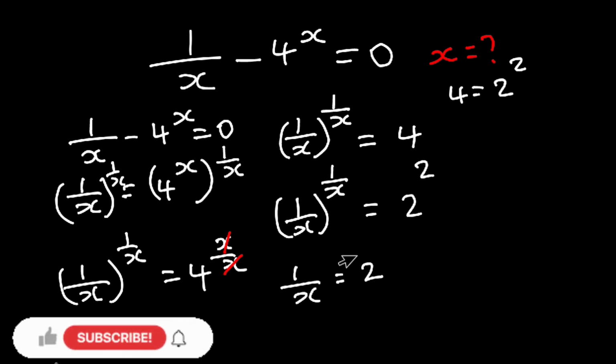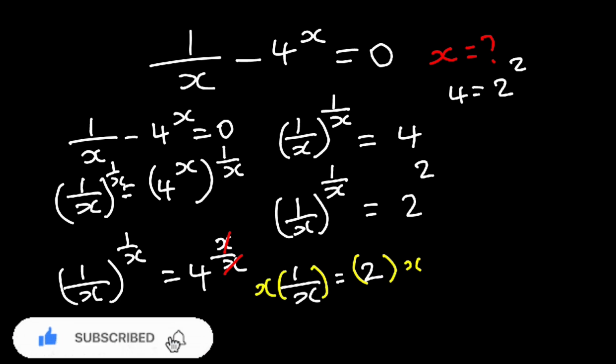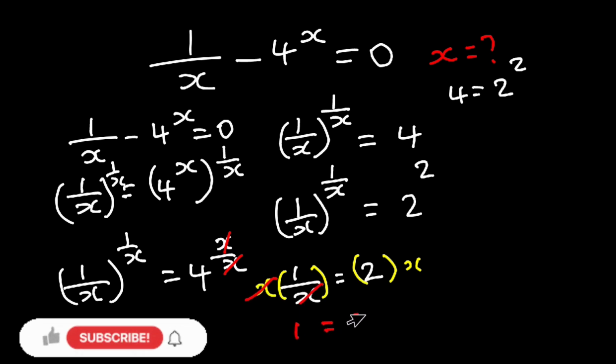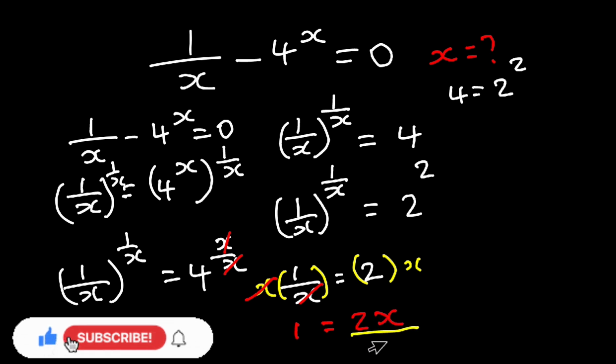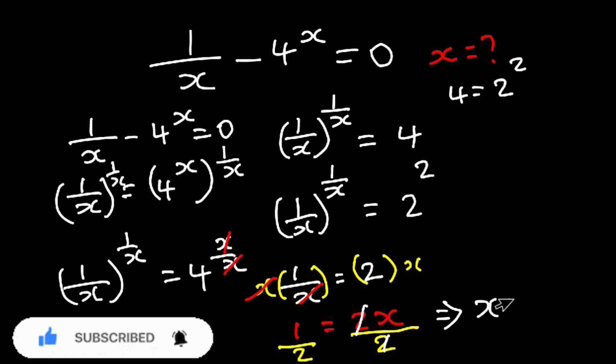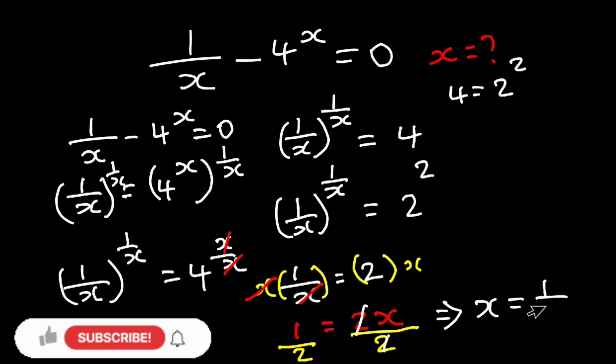Now let's multiply both sides by x. Then when we do that, this and this will cancel. We'll be left with 1 is equal to 2 multiplied by x. And then let's divide both sides by 2 to find the value of x. So this and this will cancel. We're going to be left with x is equal to half.